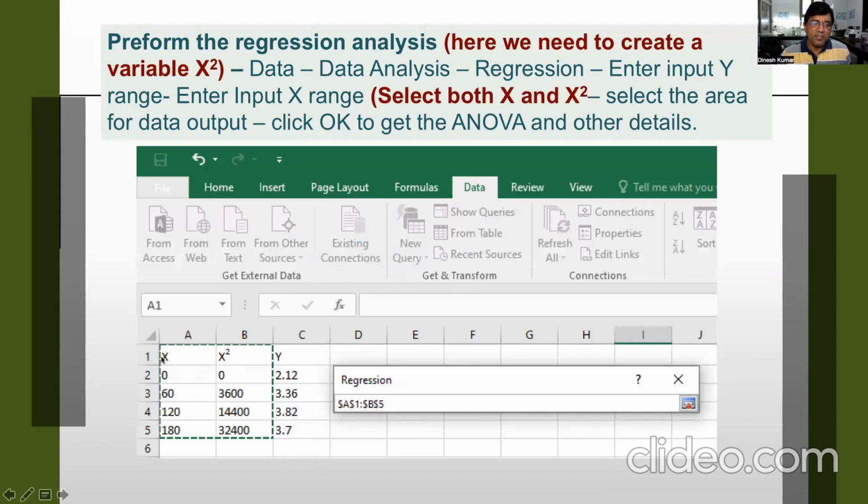What is the trick here is that in the first column you have X. In the second column you need to have X square. This is the only trick. X square, you have value 0, 60 into 60, 3600, 120 into 120, you are squaring X, 14400, 180, 32400. So this is X squared, and Y value is same. So now you will have two variants of one variable, X and X square. One variant is linear, and other variant is non-linear or quadratic.